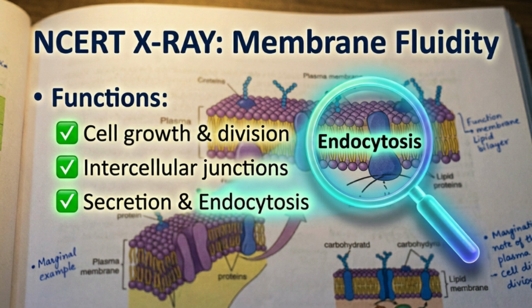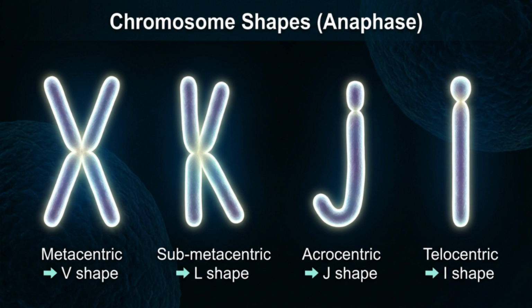Look at the paragraph right after the Fluid Mosaic Model. The fluid nature of the membrane is important for specific functions: cell growth, formation of intercellular junctions, secretion, endocytosis, and cell division. NTA loves to give you 4 options and ask, which of the following is not a function of the fluid nature of the membrane? Memorize this list.